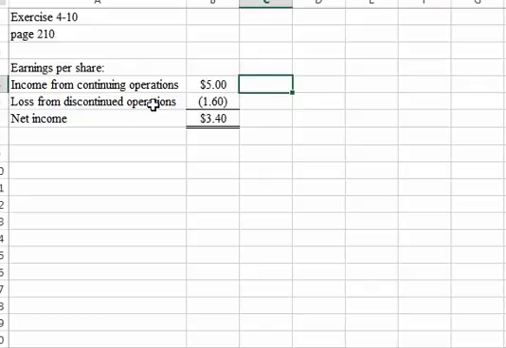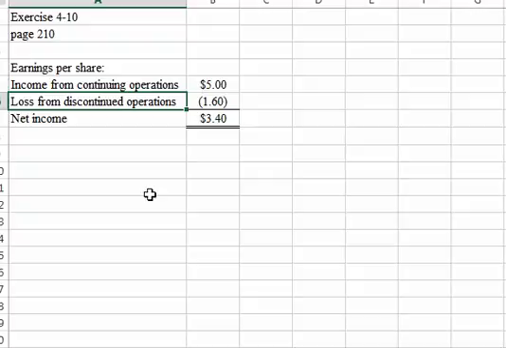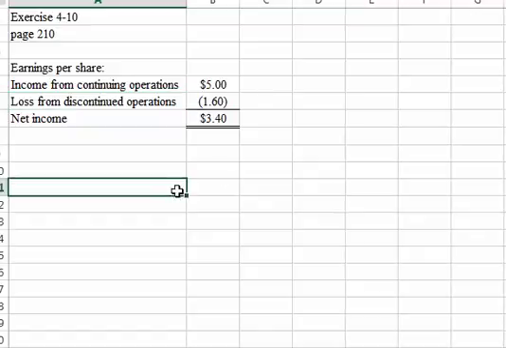We probably would not have discontinued this segment had we not thought it would make us more profitable in the future. But when you're showing earnings per share on the income statement, you break it down by category like that to give the readers more information. That's really twice you've seen that one. I don't think you'll have any problem with exercise 410 on Connect Plus.